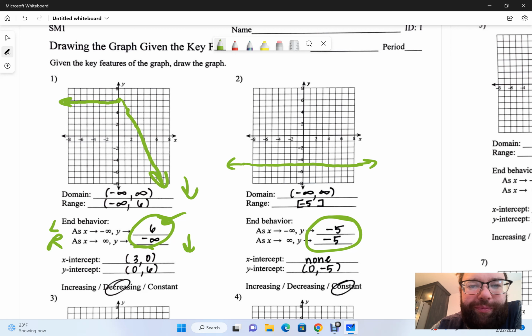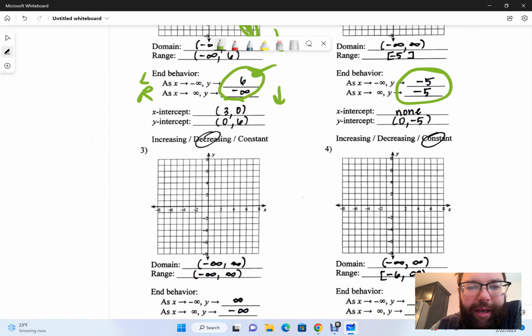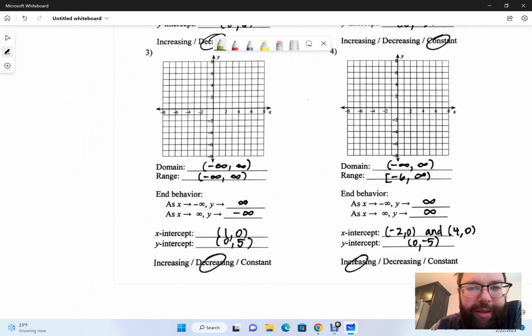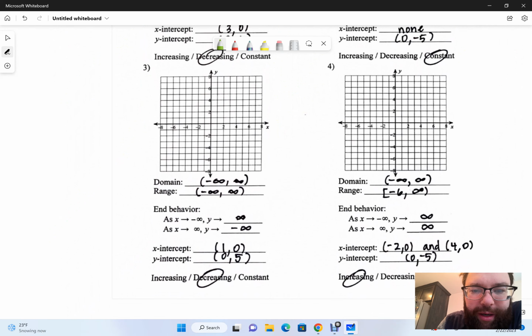Okay? All right. Then number 3, we're going to again start with our X and Y intercepts. So (1, 0), there's a dot right there, and (0, 5), dot right there. Okay, so I've got my dots right there at my two intercepts.